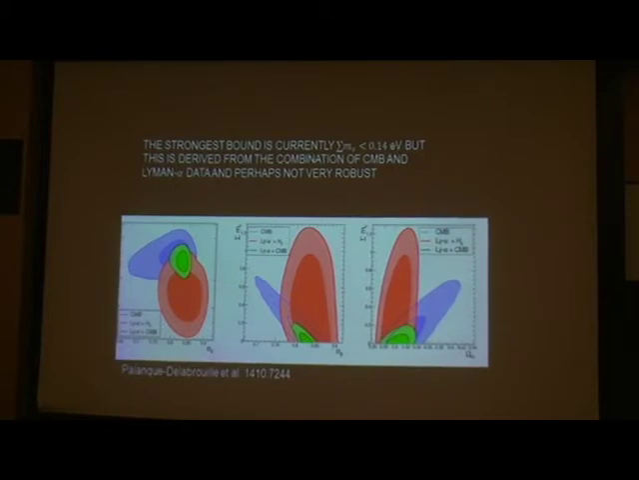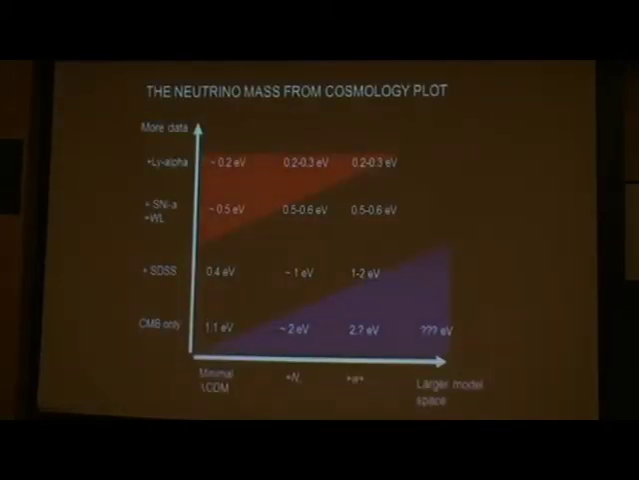The problem is that this may not be very robust, simply because we don't know very much about this Lyman alpha forest. In order to get constraints out of it, you need to actually understand fully nonlinear physics in the interstellar medium at very high redshift, and we don't really know if we do that.